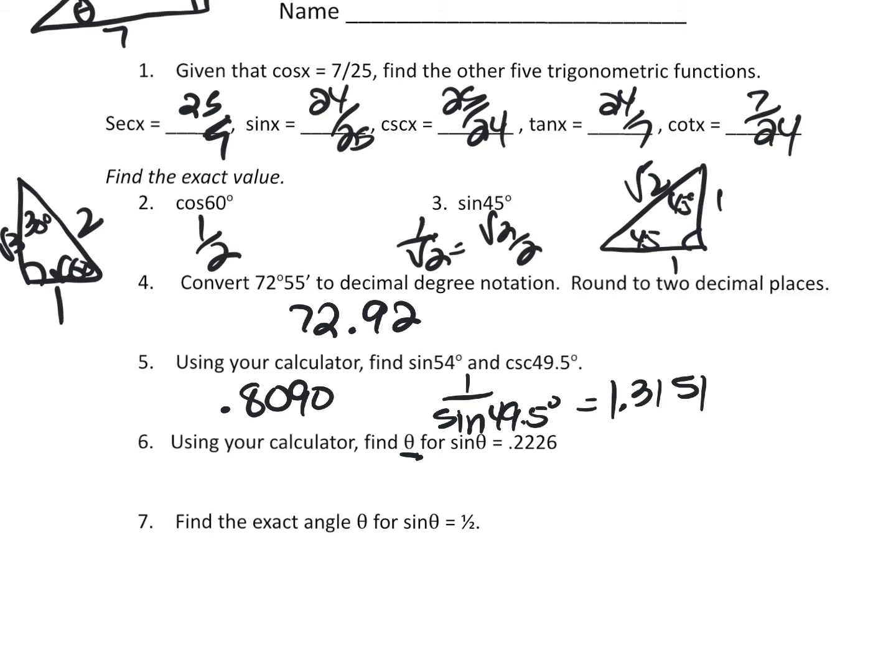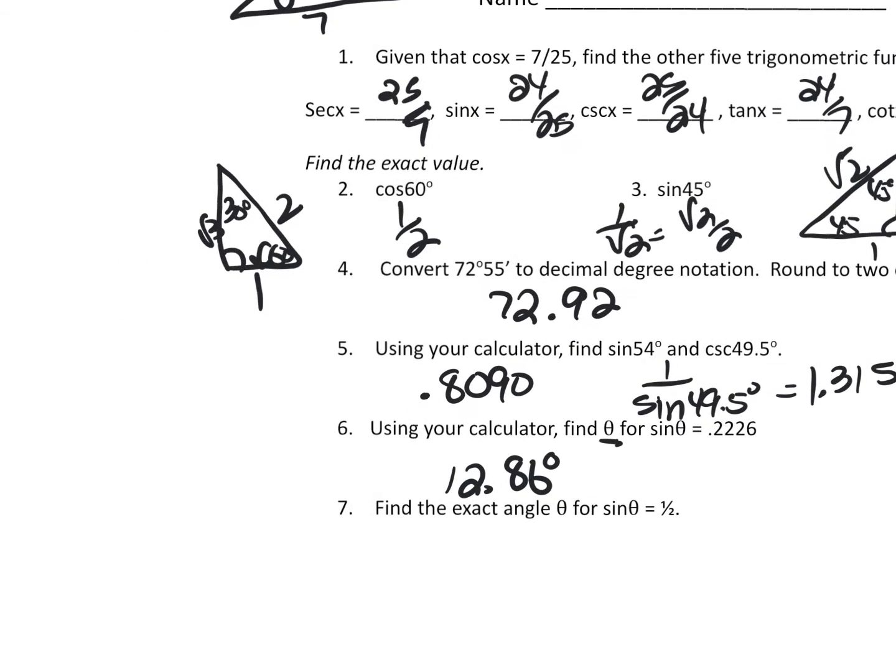Then it says find theta. Whenever it says to find theta, that's the inverse. So when it says sine theta is 0.2226, you've got to go second sine, or inverse sine, of 0.2226. And the angle I'm getting is 12.86 degrees. And then it says find the exact angle for where sine is 1/2. Okay, that's going to be a 30, 60, 90.